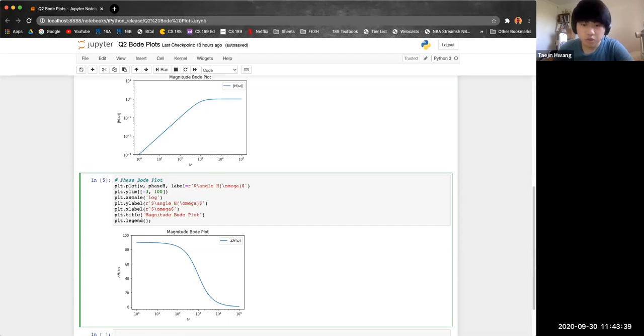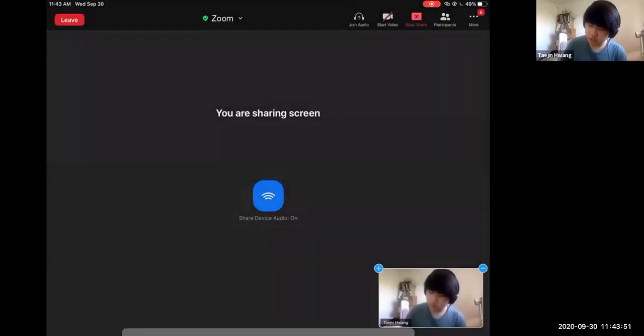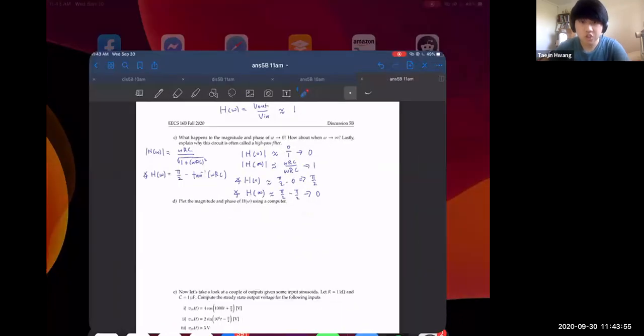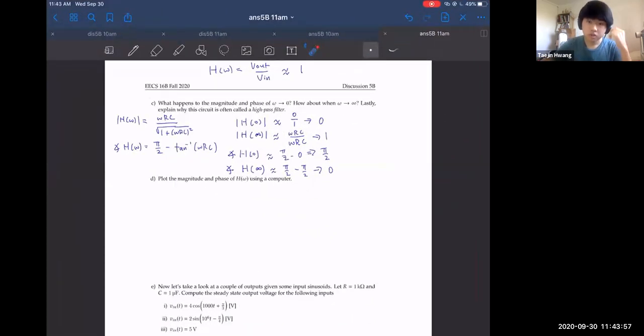Okay, if we don't have any questions, let's move on to the second half of the discussion. The second half will introduce the very basics of how to start plotting these transfer functions. We really want to know how to plot these to get a general idea without plugging them into a computer all the time.